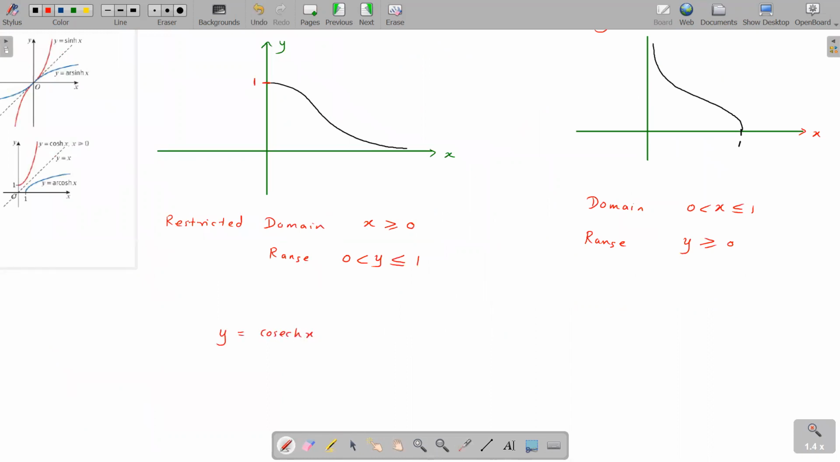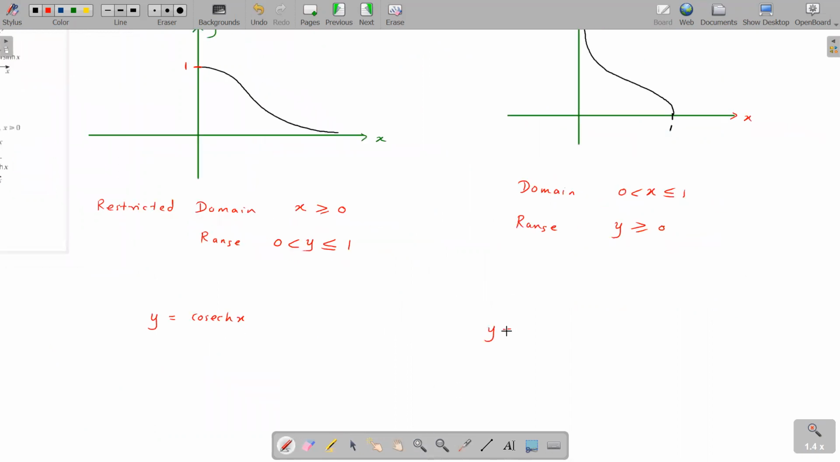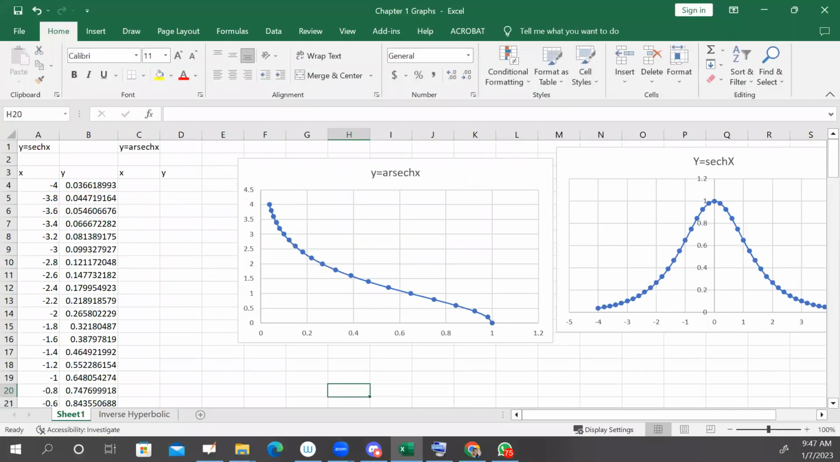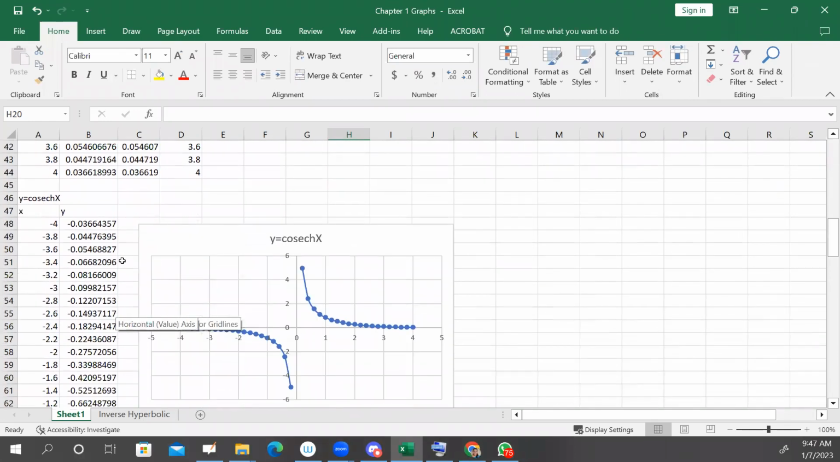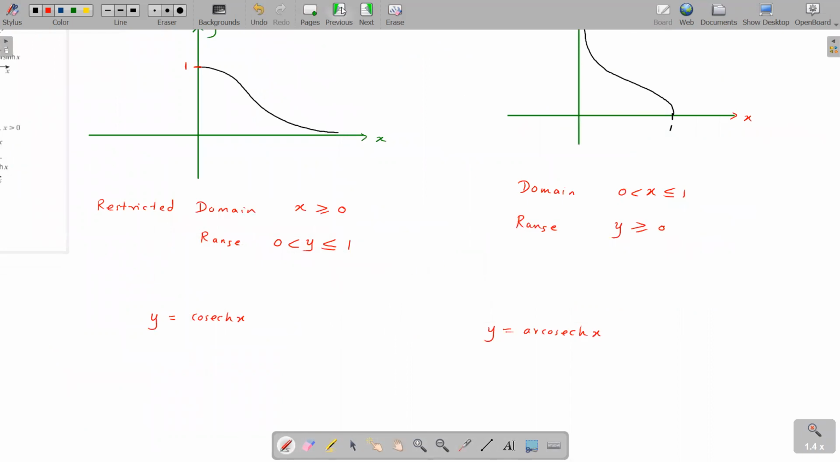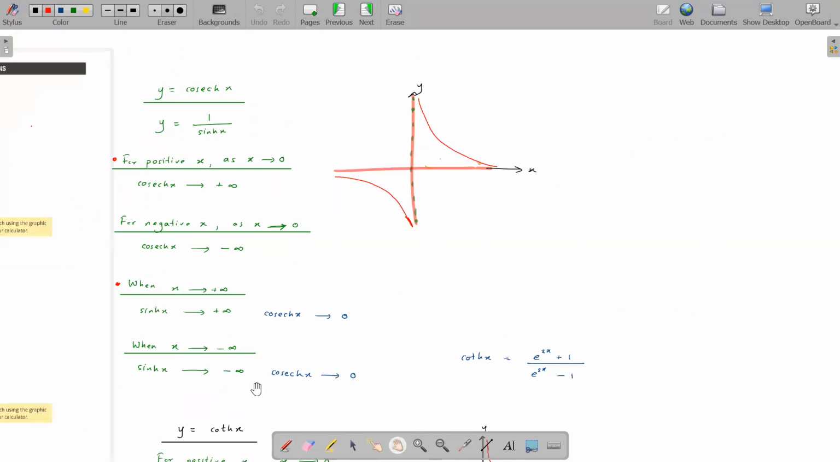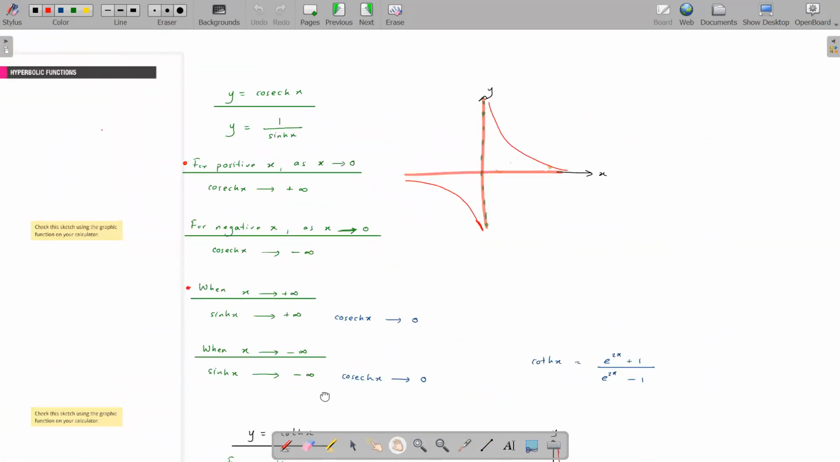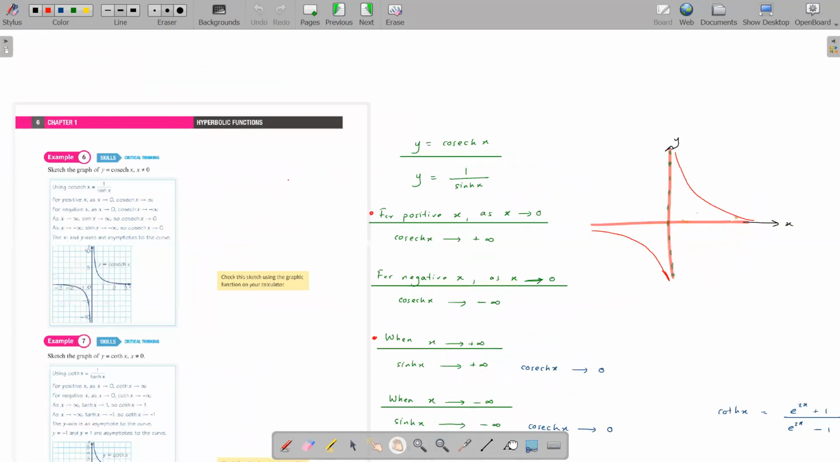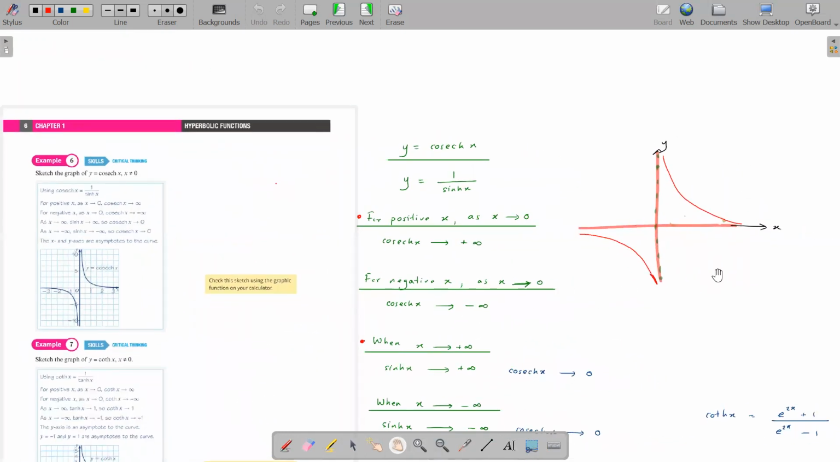So y equals cosech x. We want to draw y equals R cosech x, right, guys? We already have the graph of cosech x over here. The first thing, as I told you guys previously, is that you need to check whether the original graph is 1 to 1 or many to 1. Because if it is many to 1, then you have to restrict the domain to make it 1 to 1. When you look at this cosech x graph, guys, you can clearly see it's a 1 to 1 graph. We don't have any trouble here.